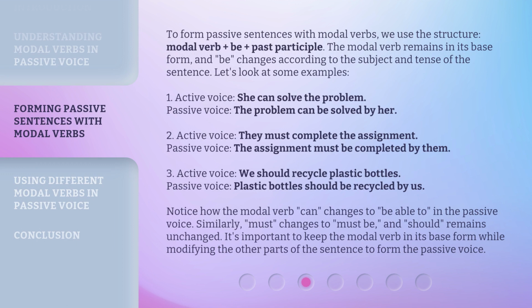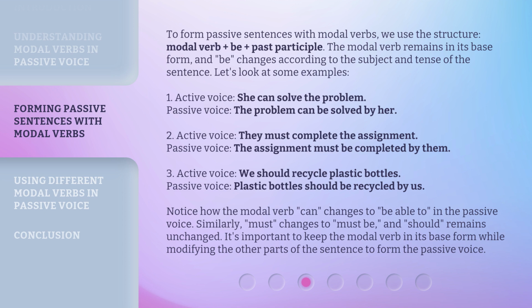To form passive sentences with modal verbs, we use the structure modal verb plus be plus past participle. The modal verb remains in its base form, and be changes according to the subject and tense of the sentence. Let's look at some examples.